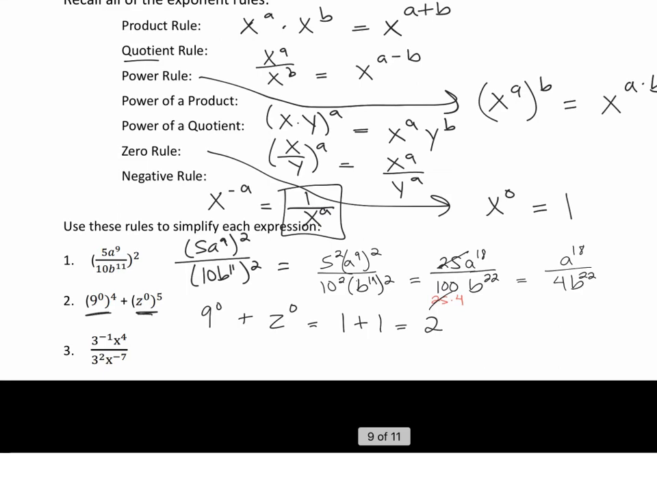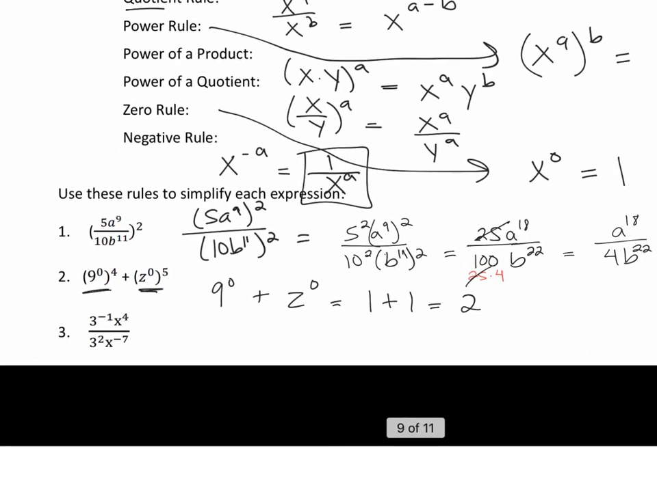For number 3, I've got some negative exponents, and I also have some quotients. I have the same base in the numerator and denominator, so I can use whichever rule I want first. I'm going to use the quotient rule, so I'm going to subtract the exponents for the base 3, and then subtract the exponents for the base x, sorry. And so let's see, negative 1 minus 2 is negative 3, and 4 becomes plus 7 by the general rule, so that's x to the 11th.